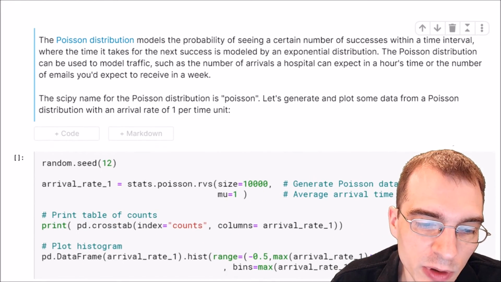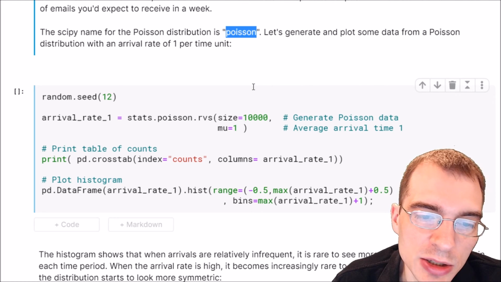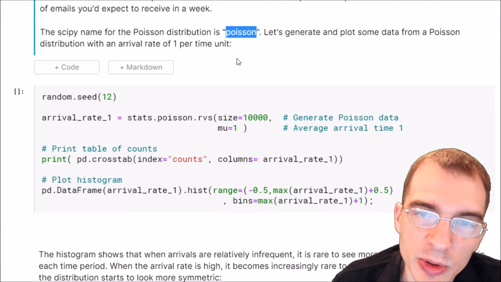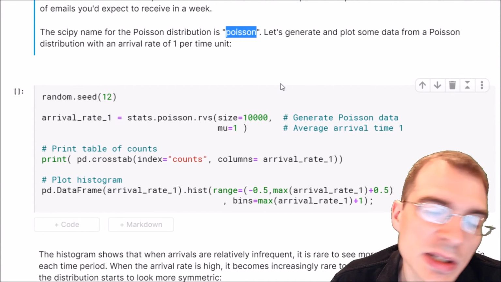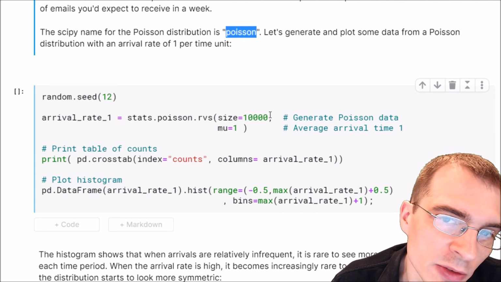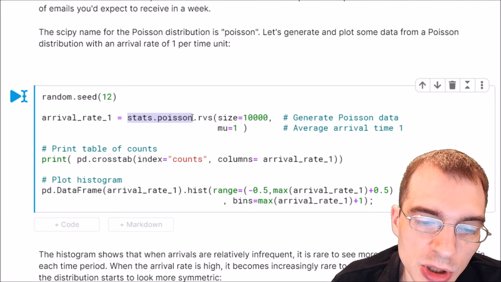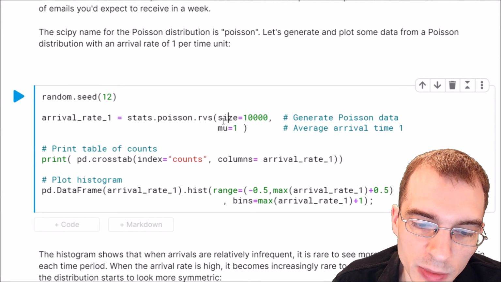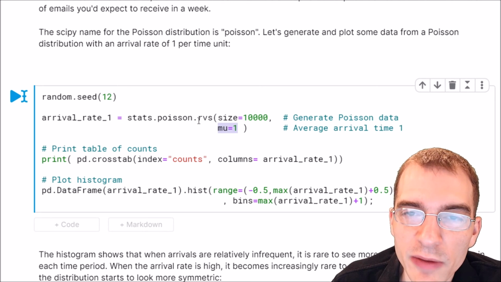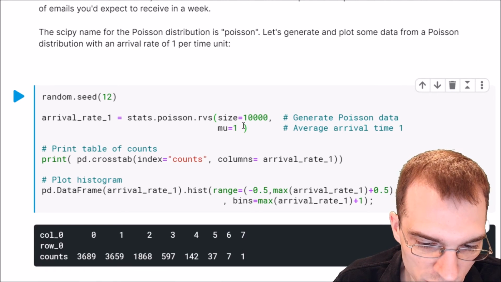The SciPy nickname for the Poisson distribution is just poisson, so let's generate and plot some random data from the Poisson distribution with an arrival rate of 1 per time unit. So it's similar to the exponential distribution we used above when we were talking about 1 arrival per hour. But instead of modeling how long it takes for that 1 arrival to occur, we're going to say how many arrivals are going to occur within a certain duration of time. To do that, we're going to use stats.poisson.rvs, so we're generating random data from that distribution. We're going to generate 10,000. We're going to set mu equals 1. That means the average arrival rate is going to be 1, just like we did with the exponential distribution above. And we're going to generate and plot that.